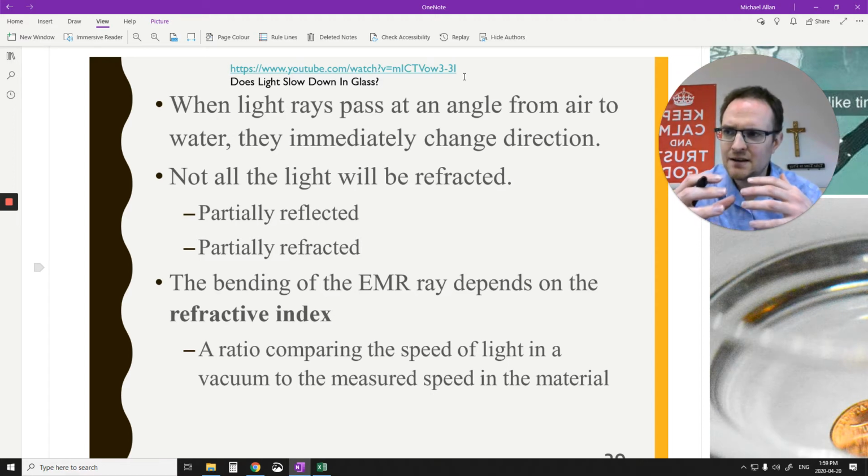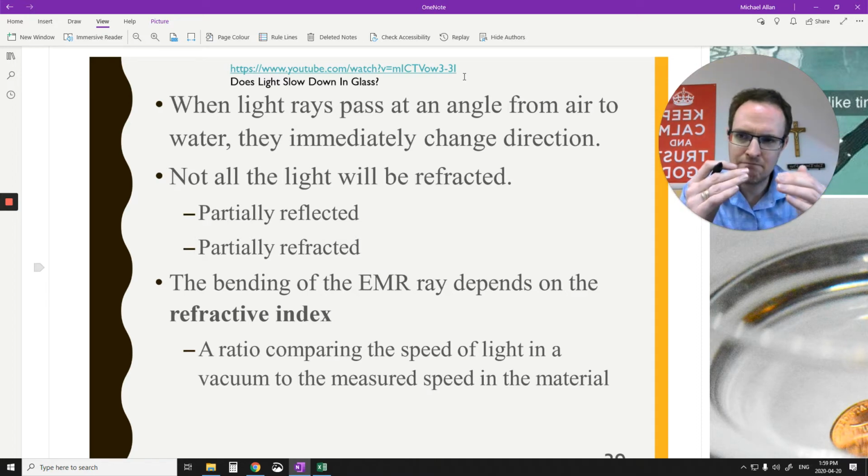So if it's slowing down because of the medium, then we can measure that index of refraction because it's just going to be a comparison between that medium and a vacuum, how fast it would be going if it was in a vacuum, right?